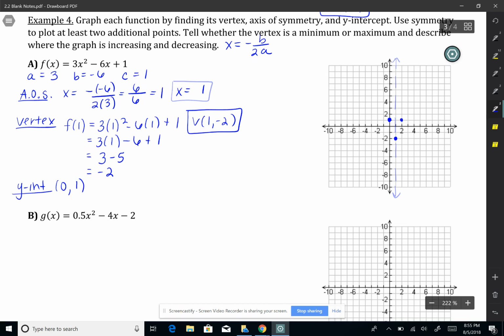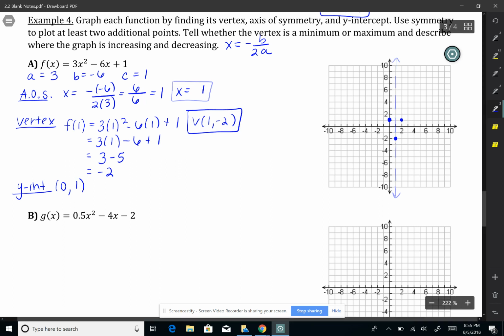All right, then I said use symmetry to plot at least 2 additional points. So we could find another point plugging in any x value we want. For instance, just because I already have a point at 2, maybe I'll plug in the x value of 3. If I put f of 3, I can go 3 times 3 squared minus 6 times 3 plus 1. This is 3 times 9 minus 18 plus 1. 3 times 9 is 27. Negative 18 plus 1 is negative 17. 27 minus 17 is 10. So I put in 3 and I got out 10.